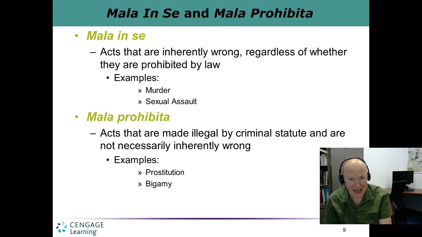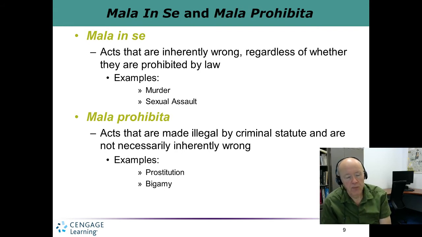Mala in se is an act, and sometimes you can translate that as evil in and of itself, or an act which is inherently bad. So mala in se acts are things that you look at and instantaneously know that's a bad thing. An easy way to look at this is an act that if you saw your neighbor committing it, even if your neighbor was a friend, you would turn them in. You would call the police. So a mala in se act might be a murder or a sexual assault or a violent beating.